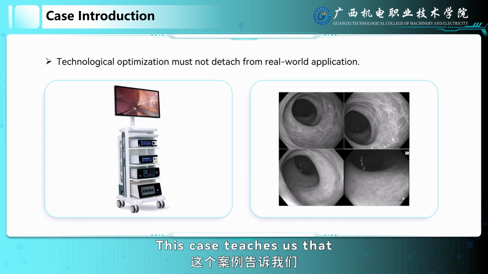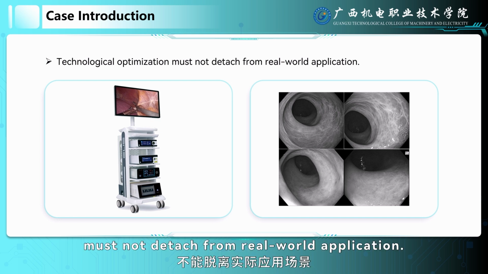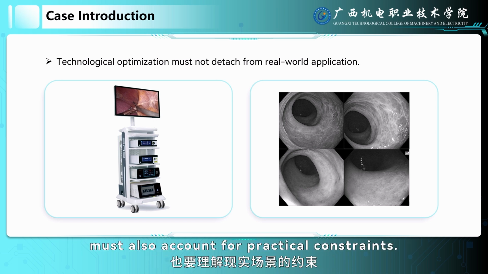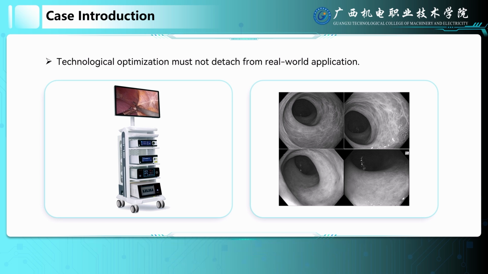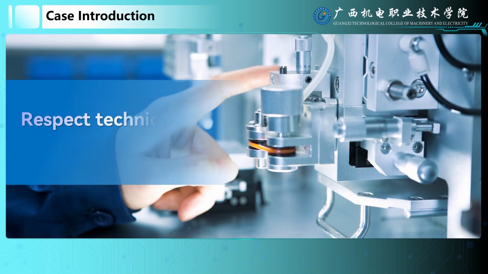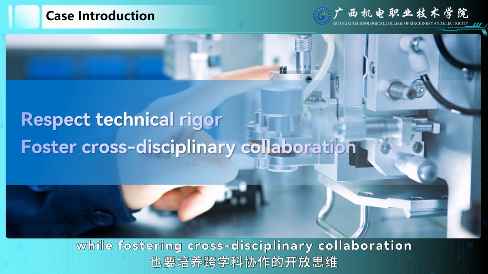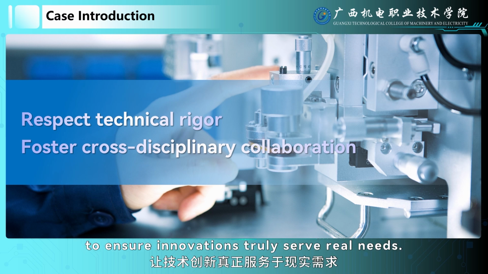This case teaches us that technological optimization must not detach from real-world application. Feature matching, while mathematically rigorous, must also account for practical constraints. In scientific research, we must respect technical rigor while fostering cross-disciplinary collaboration to ensure innovations truly serve real needs.